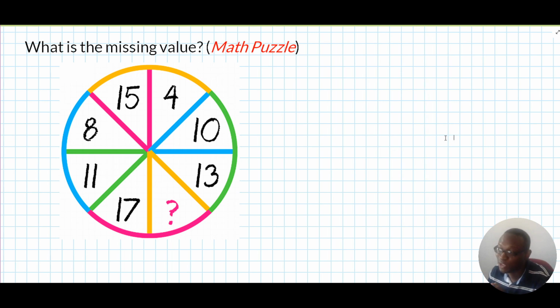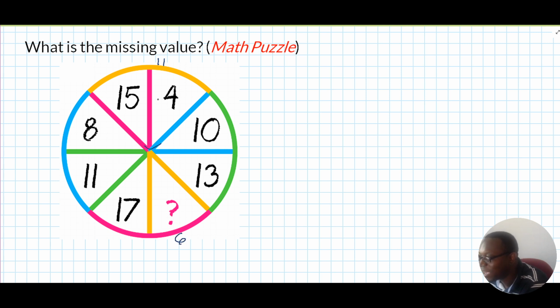Let me show you how I got to mine. 6 is the answer. But let me show you how I got to it. So I'm looking at each of these right here, 15 and 4. 15 minus 4 is going to give you 11. So I need to find a number that I subtract from 17 to give me 11. That's going to give you 6.